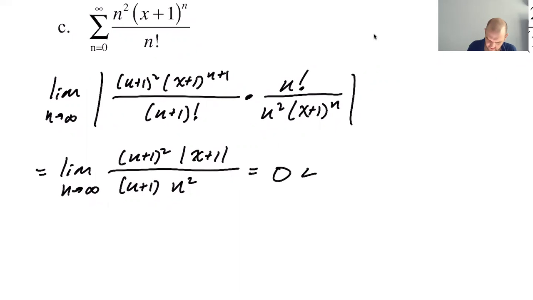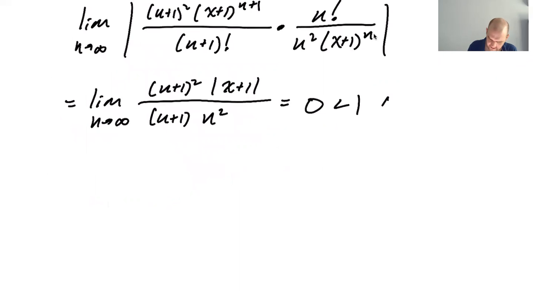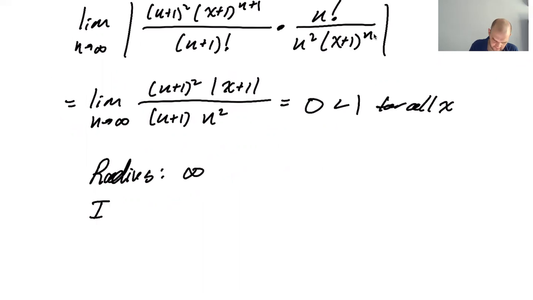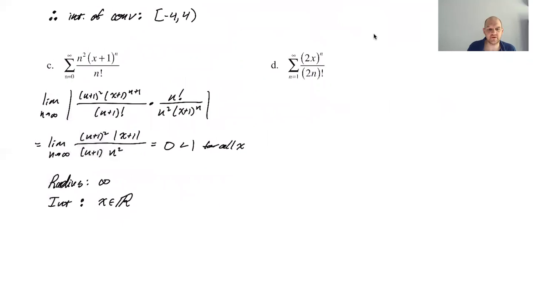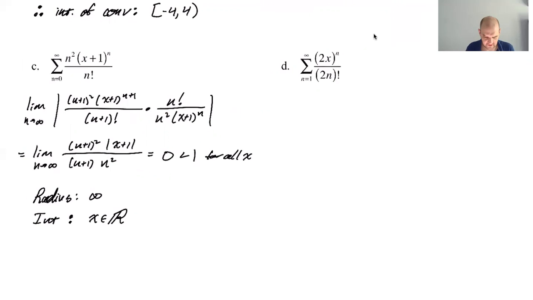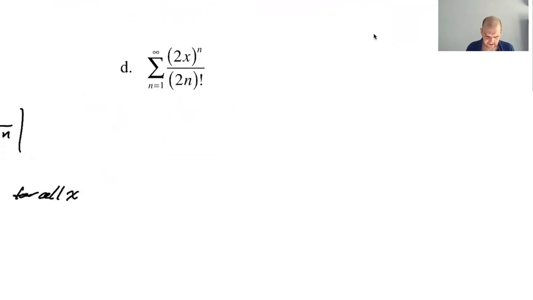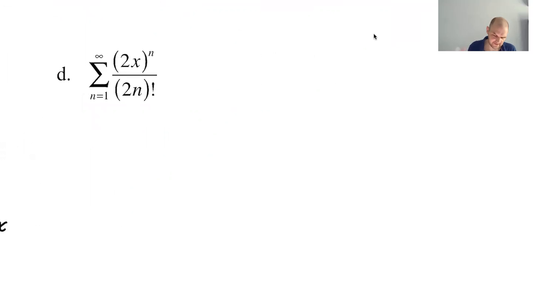But anyway, 0 less than 1 for all x. So the radius is going to be infinity, and then the interval, I'm just going to say x is an element of the reals, because any real number will work. That thing converges no matter what you plug in. I guess the n squared is very small compared to n factorial. I don't know if I would have guessed that. Probably not.